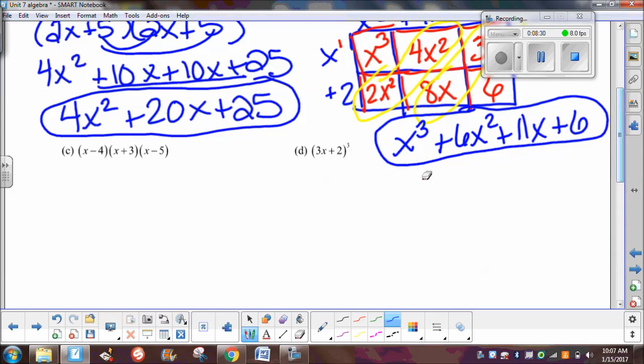Okay. I'm going to leave this one for you. So this one's going to be kind of a two-step process. You're going to multiply these two together, get an answer, you're going to get a trinomial, and then you're going to have to multiply that trinomial by that. Okay? Let's do D together. So what does it mean to cube something? It means to multiply it by itself 3 times.